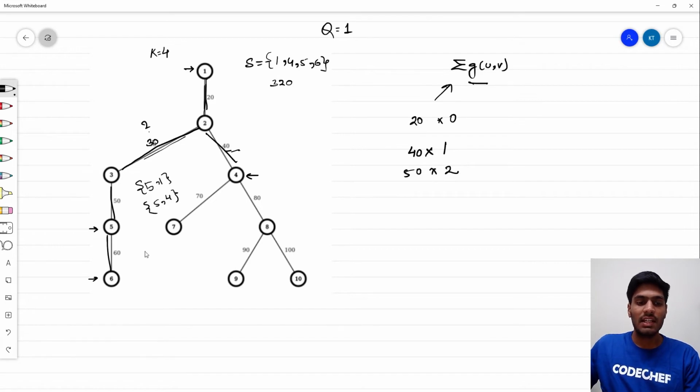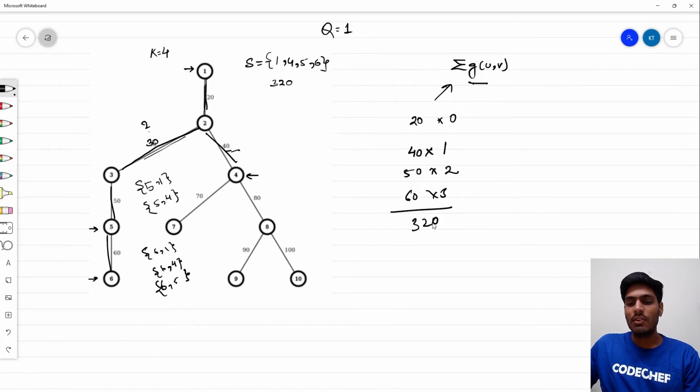For 60, the pairs would be 6 comma 1, 6 comma 4, and 6 comma 5. So its contribution would be thrice. Now we see that the sum of this would be 320, which will be equal to our solution. Here the other edges like 70, 80, 90, 100 will be similar to the contribution of 20 and 30, that is 0.